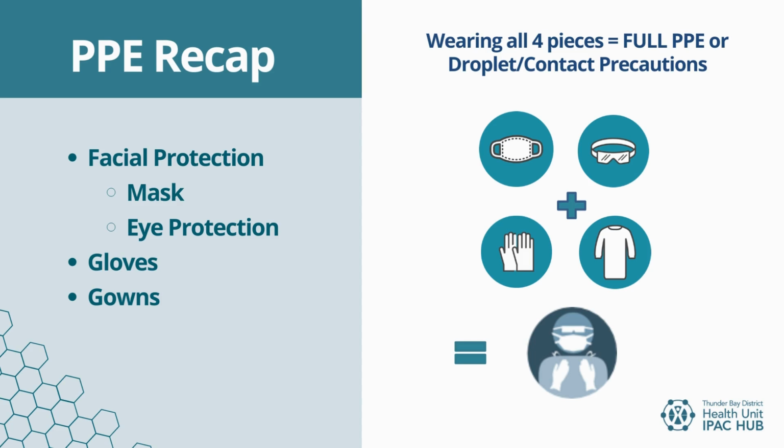We have reviewed all the PPE pieces now. Facial protection is when we group mask and eye protection together. This grouping can also be referred to as droplet precaution PPE. Gloves and gowns grouped together can be referred to as contact precaution PPE. When wearing all four pieces of PPE, it is referred to as droplet and contact precautions or full PPE. Now we're going to talk about how we actually don, put on PPE, and doff, take off PPE.